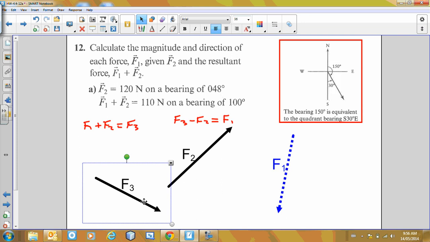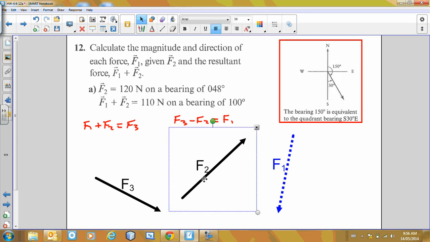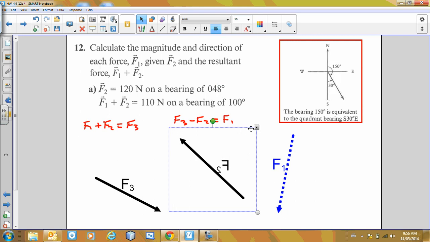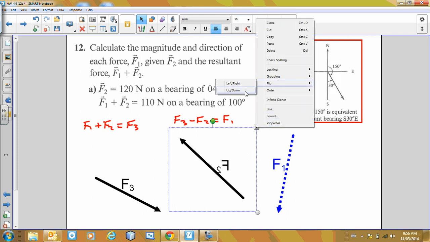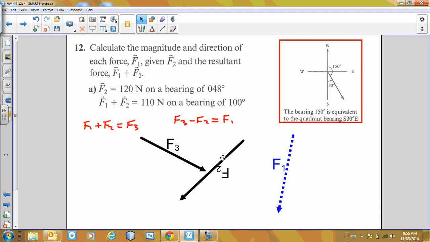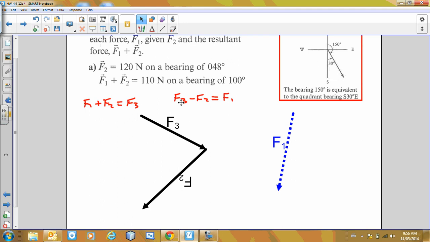So here I've got my F3. To subtract my F2, I need to reverse it, or find the opposite of it, I should say. And then basically I'm going to take this one and add them. Okay, so this is what we've been doing. In order to subtract two vectors, we add the opposites. So really now I've got F3 plus the opposite of F2. That will allow me to solve for the F1.